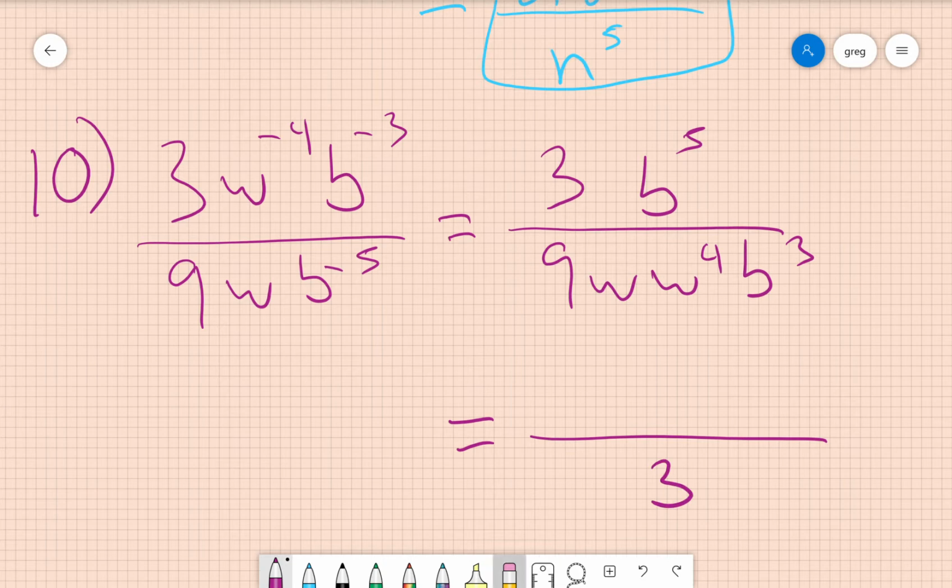I think I put it too far over. Let me scoot it over a little bit more. So 3 will go right here. Now w times w to the 4th, what is that? W to the 5th, perfect.